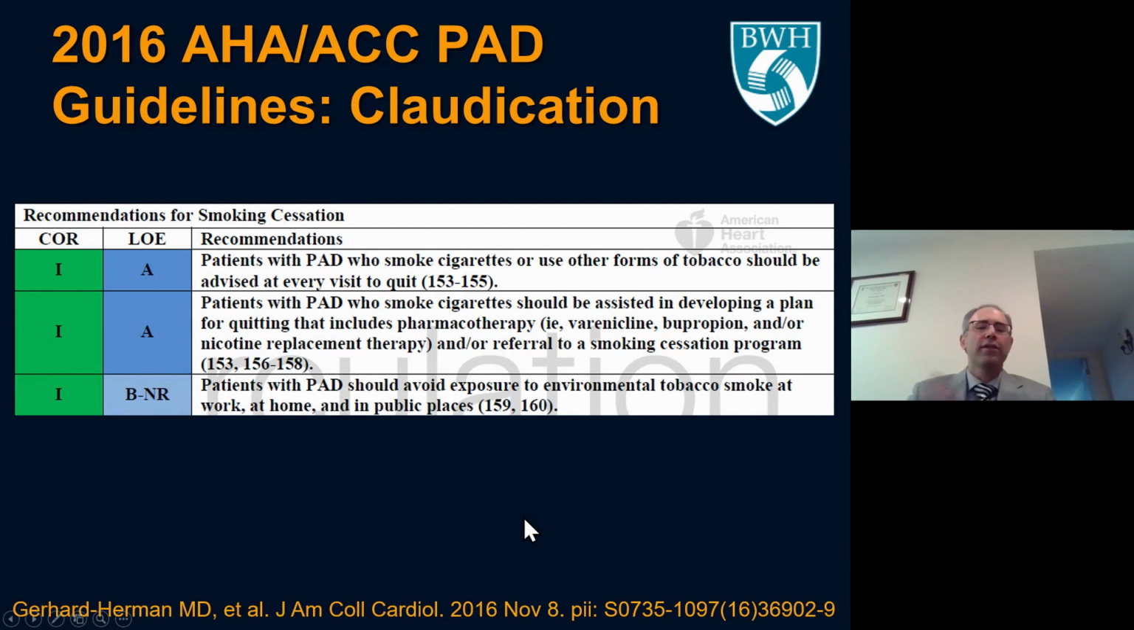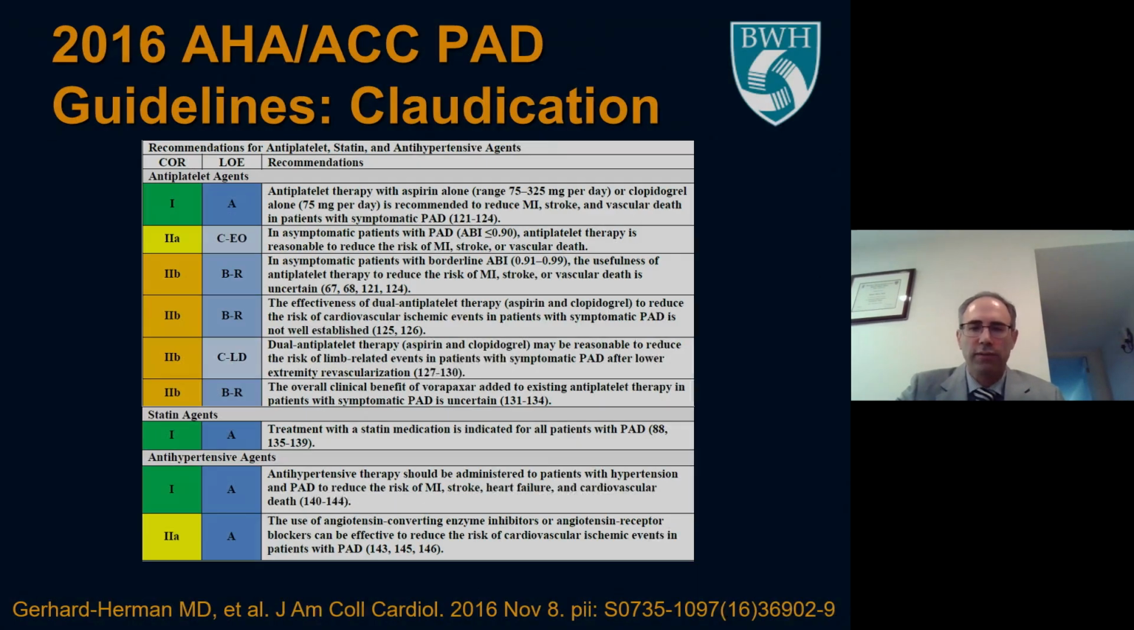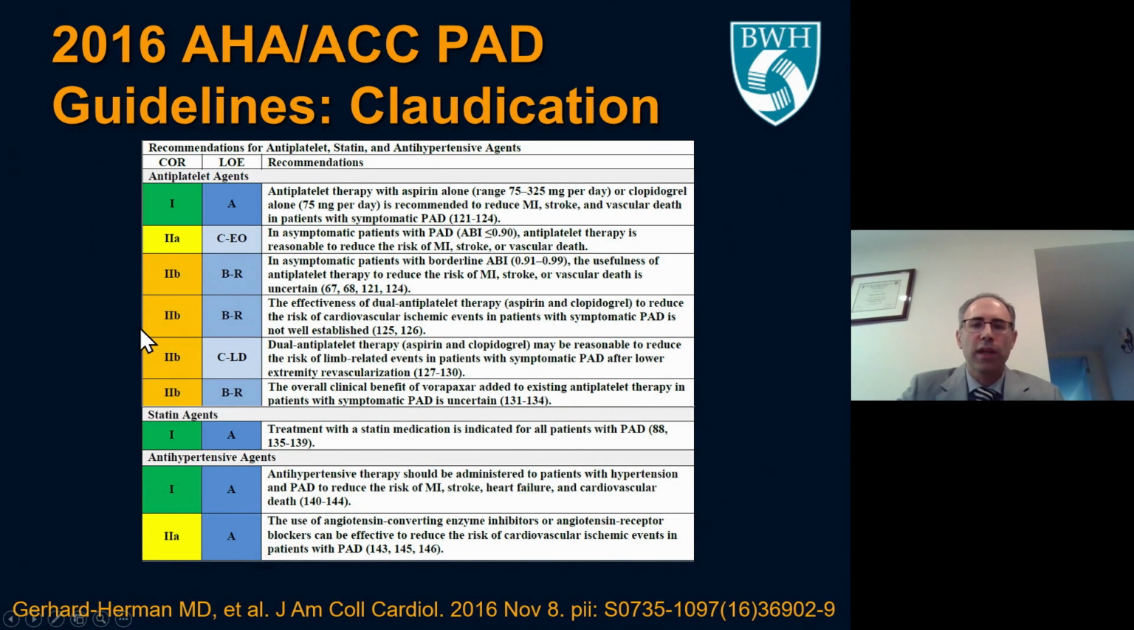All right, and so when we look at the recommendations for managing claudication, yeah, class 1 indication, everybody's got to quit smoking if they're a smoker. We want to leverage all of the tools that we have to do that, and we also want to make sure we're limiting environmental smoke exposure. What else can we do for our patients?